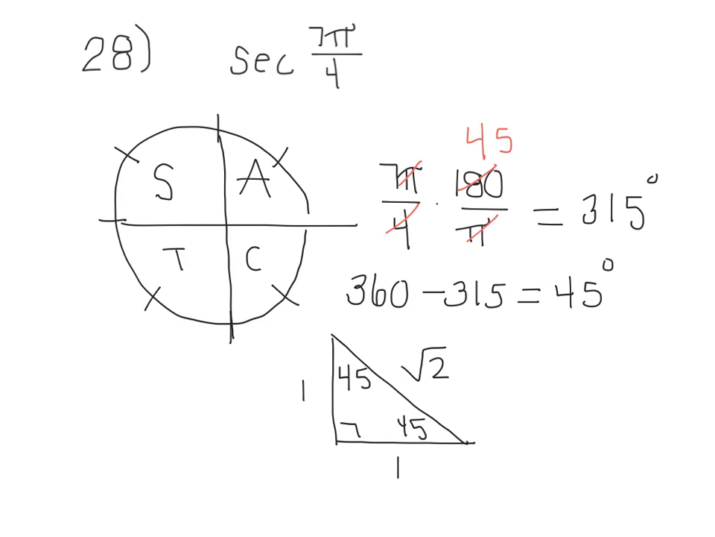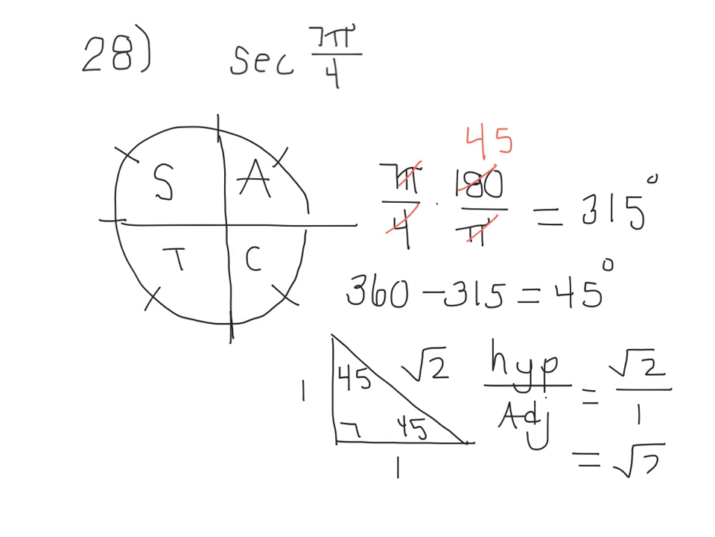Cosine, according to Chief Sokotoa, is adjacent over hypotenuse, so secant is the reciprocal of that, hypotenuse over adjacent. The hypotenuse of this triangle is square root 2. The adjacent is 1, and square root 2 over 1 is equal to square root 2. We know this is positive because, again, according to a smart trig class, cosine and its reciprocal are both positive in quadrant 4.